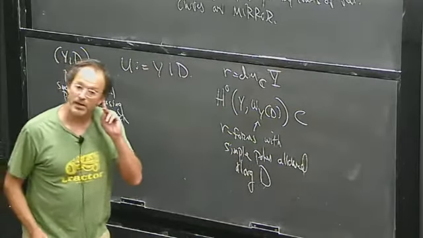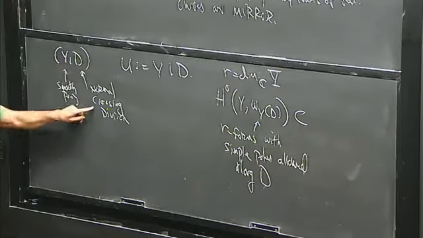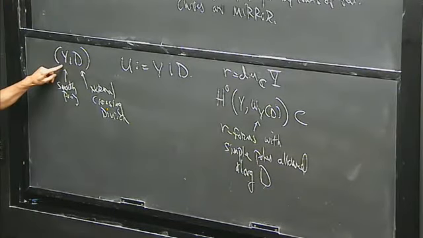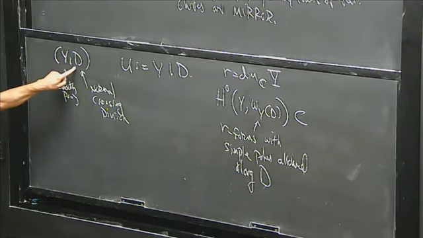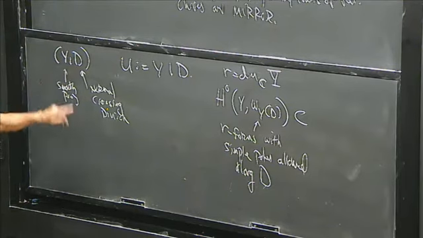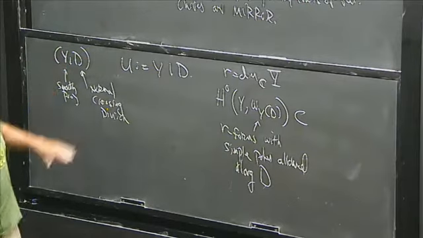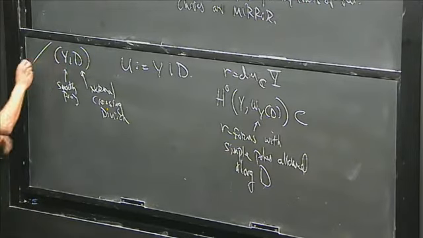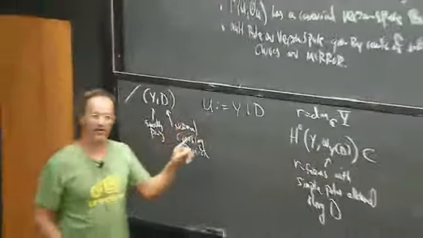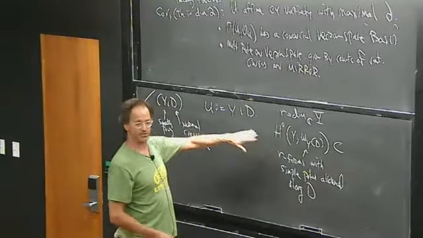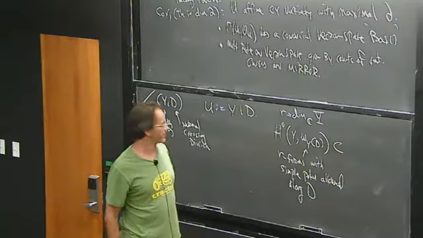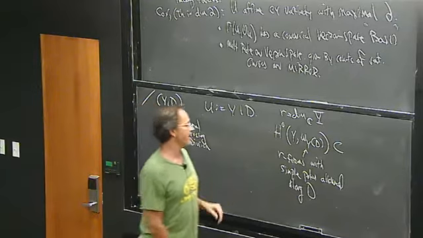Sorry? No, D is nothing. D is just a normal crossing divisor. So I just have Y, a smooth projective variety, and D, a normal crossing divisor on Y. That's going to be the thing we're going to get to. Here, U is just the complement. I'm going to define what it means to be a Calabi-Yau next. But no, it's not affine yet.